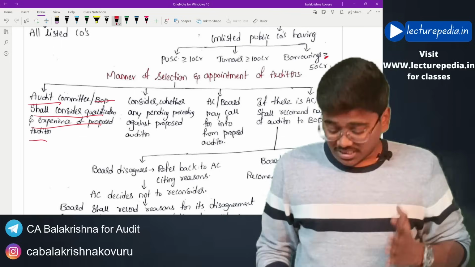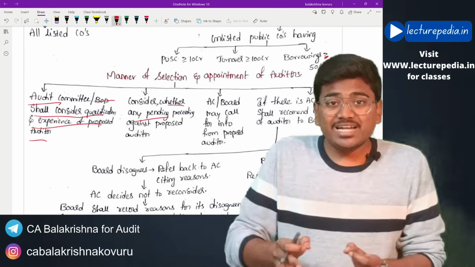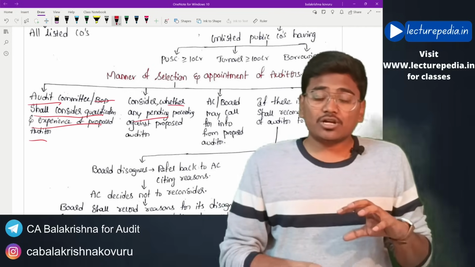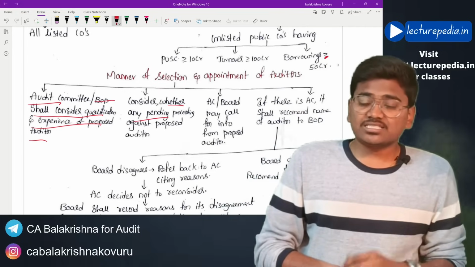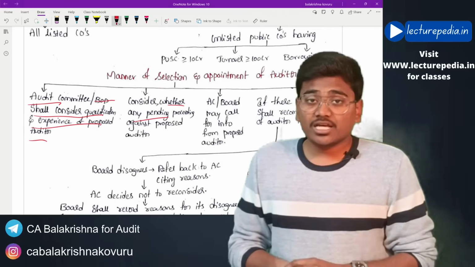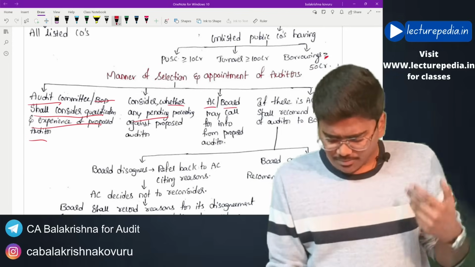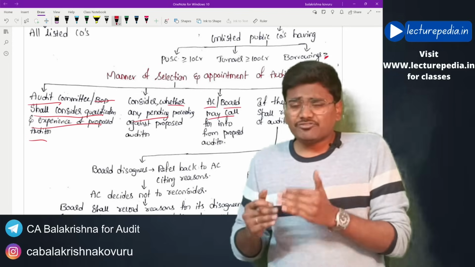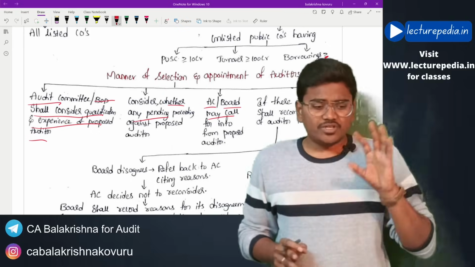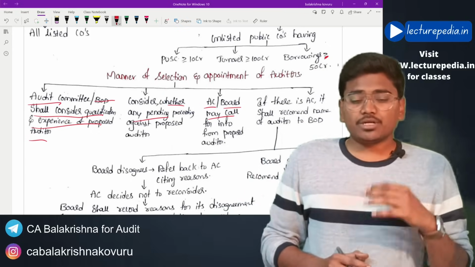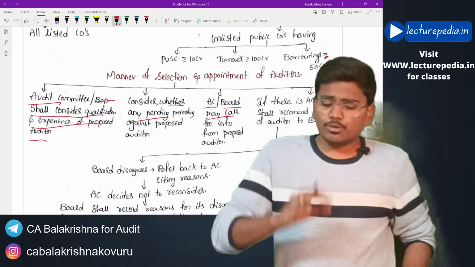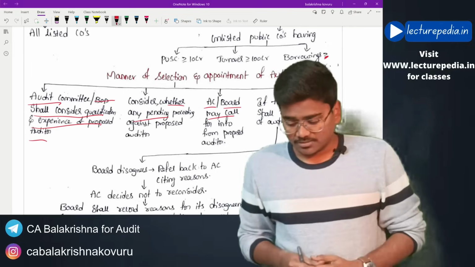They will also consider whether there are any pending legal proceedings against the proposed auditor. Even this has to be taken into consideration while appointing an auditor. And also, audit committee or board may call for further information that is required from the proposed auditors. If the audit committee is applicable to the company, then audit committee will do all this. If audit committee is not applicable, then board of directors will do all this.